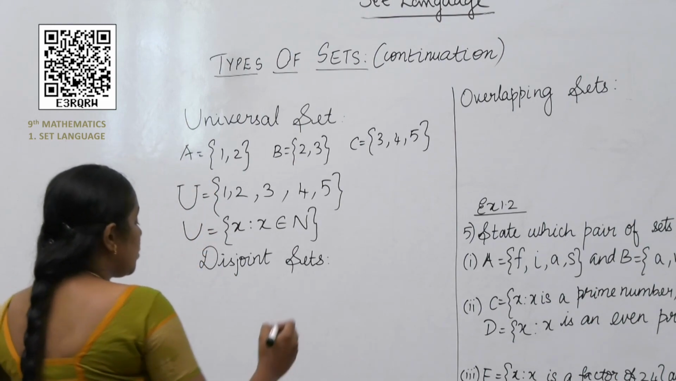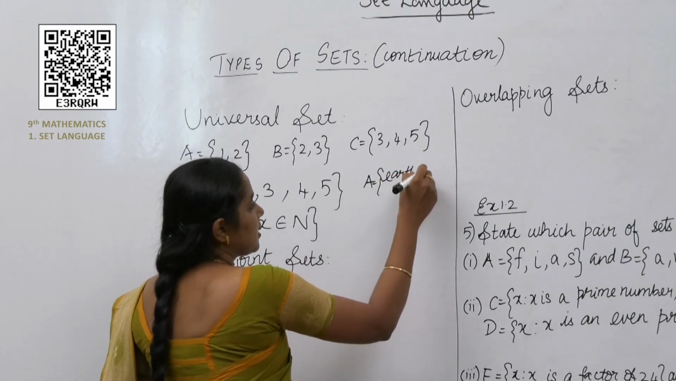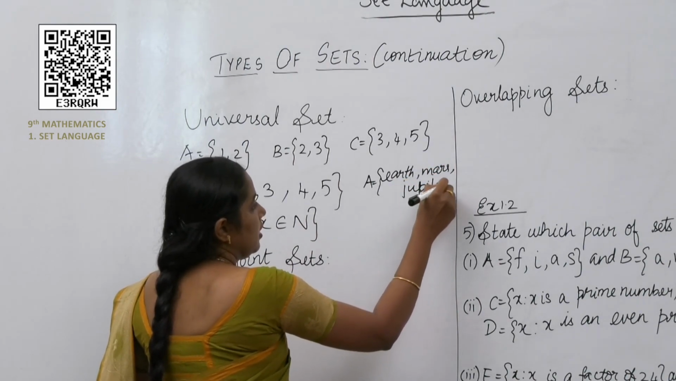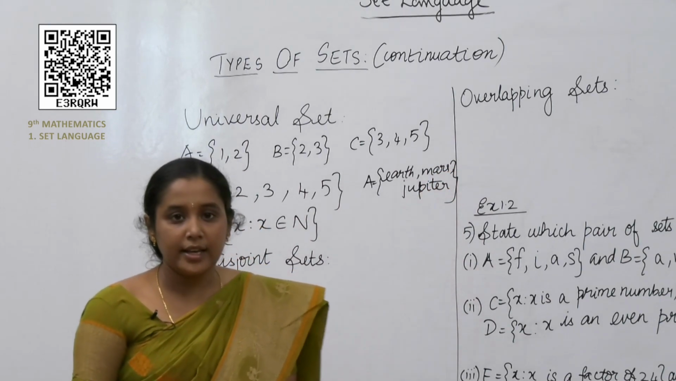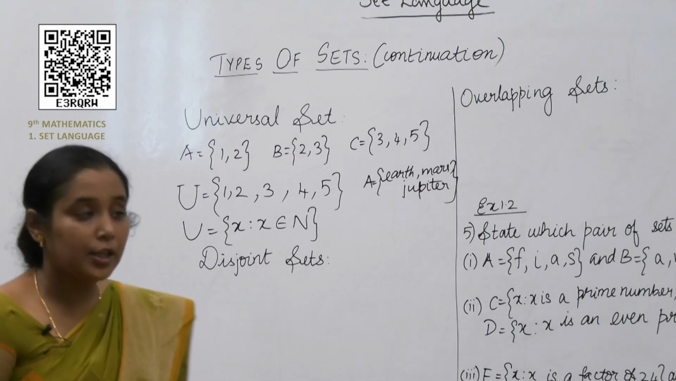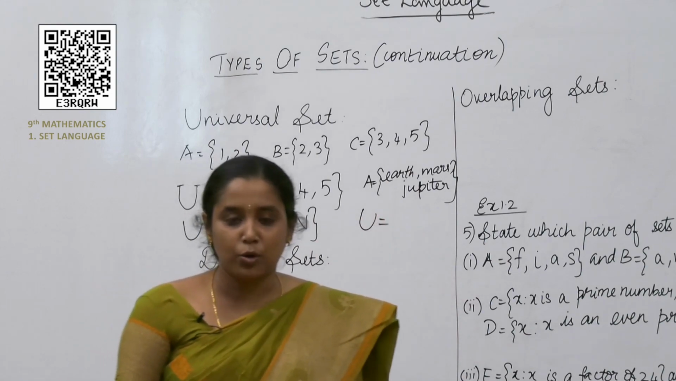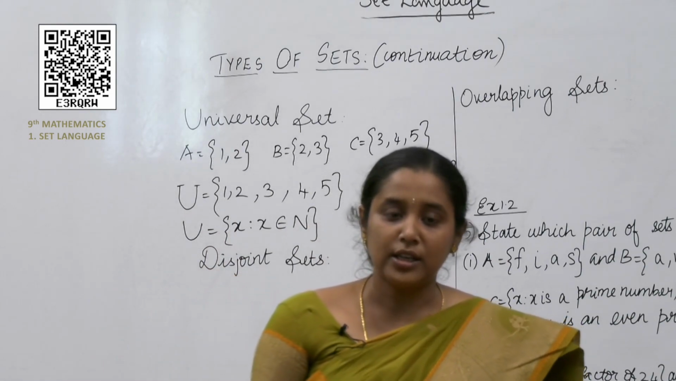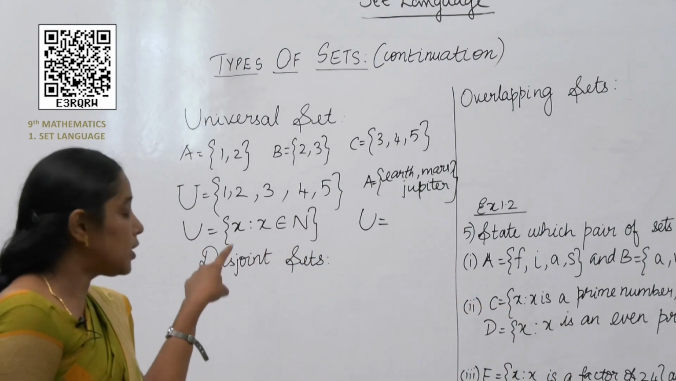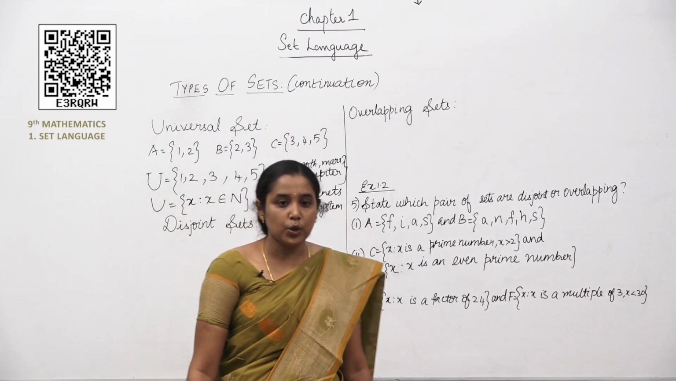Suppose you are taking A is equal to Earth, Mars, Jupiter. So what will be the U? What are these? Earth, Mars and Jupiter you have studied in science. These are the planets of the solar system. So the universal set U will be the planets of the solar system.